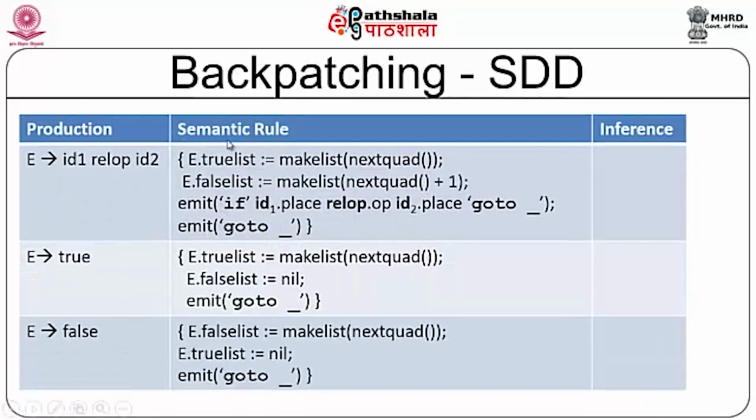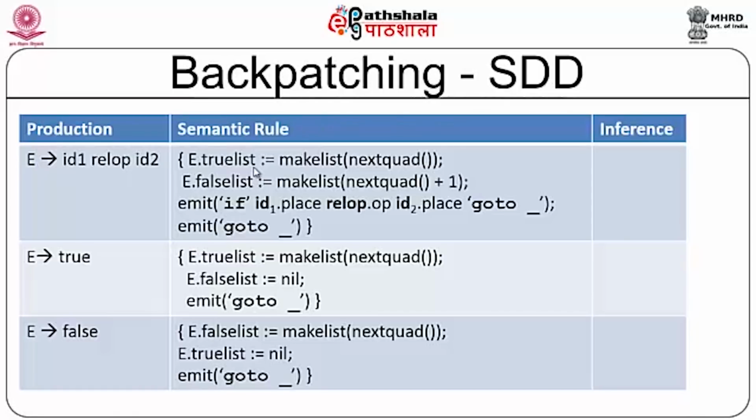Going ahead with this, again here E.truelist will be makelist of nextquad, E.falselist will be makelist of nextquad plus 1. So when I encounter an expression, I am creating two pointers and making a list. That makelist corresponds to nextquad and nextquad plus 1 here. So nextquad here will be the current line number, and nextquad plus 1 will be the next line number. True list means, supposing I am generating code for a particular line number, that will be incorporating the true information.